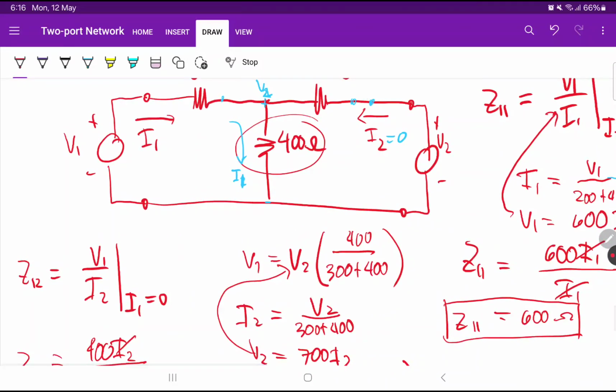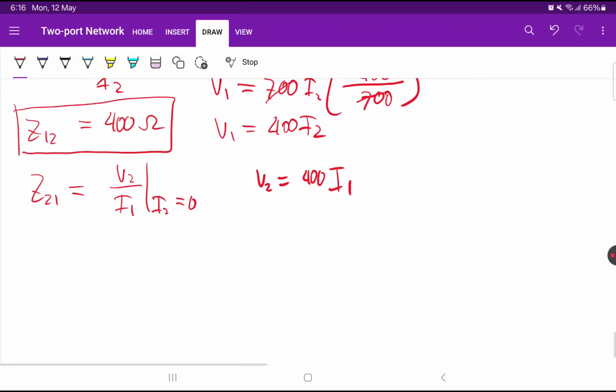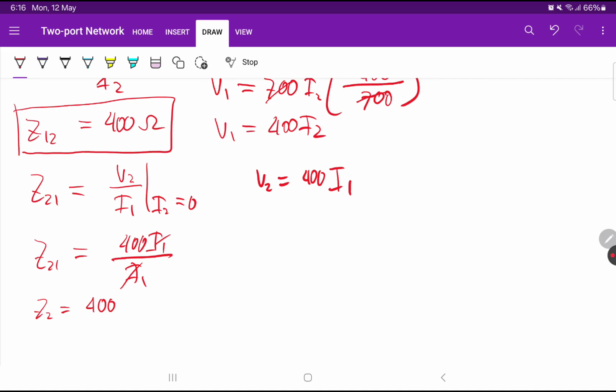We just need to multiply that by I1 because by Ohm's law, the voltage across the 400 ohms is equal to the current that flows there, which is I1, multiplied by its resistance. So therefore, V2 is equal to 400 times I1. So Z21 now will be equal to 400 multiplied by I1 divided by I1. Cancel that out. Z21 is also equal to 400 ohms.